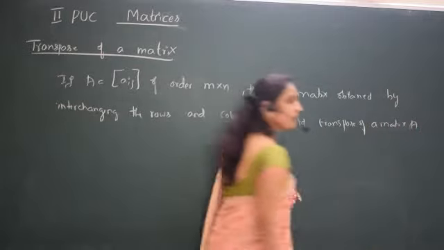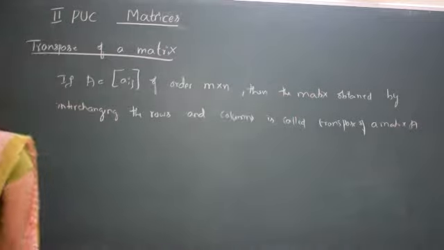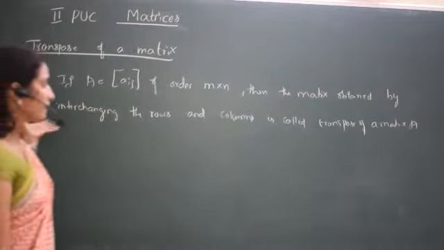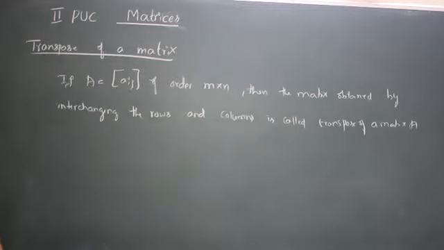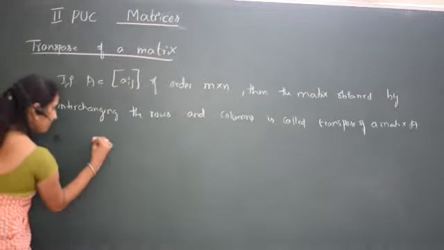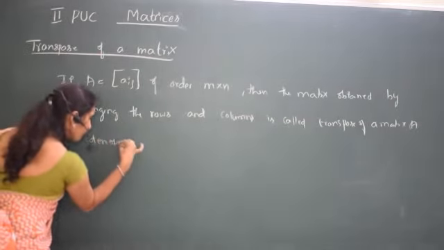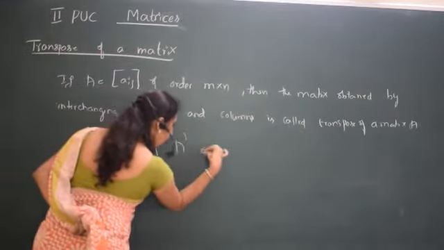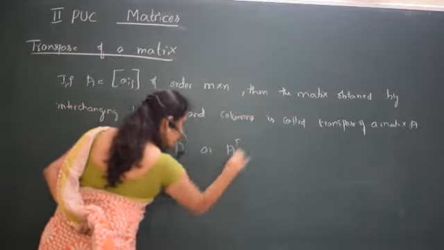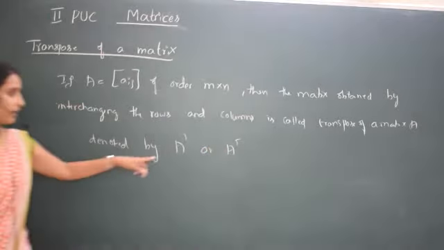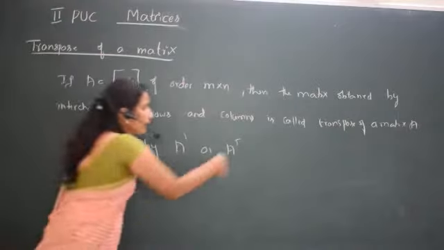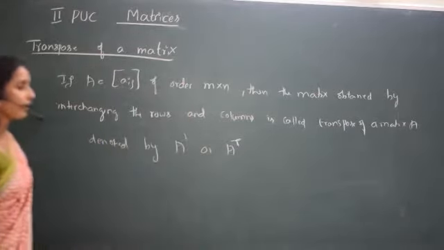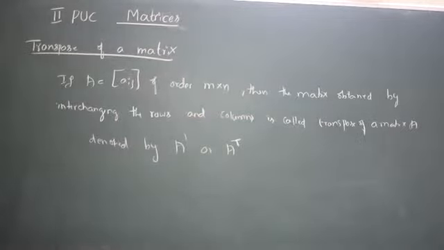Transpose of a matrix A: if we interchange the rows and columns of a given matrix, then the matrix we get is called the transpose of the given matrix. It is denoted either by A dash or by A to the power T, that means A transpose. So this is about the transpose of a matrix.